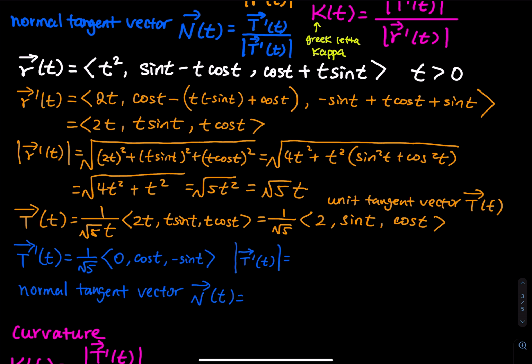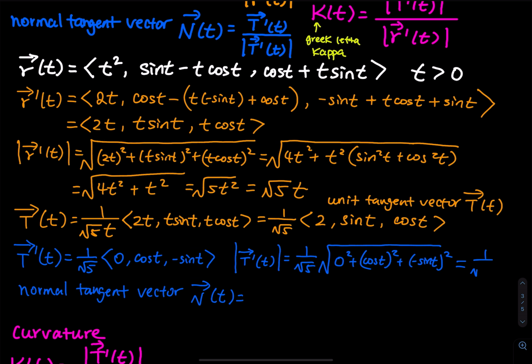All right, so when you find the magnitude, the 1 over square root of 5, you can keep that outside. And then the rest goes inside a square root. You square everything: 0 squared plus cosine of t squared, and then plus negative sine of t squared. Okay, what is that equal to? That is equal to cosine squared plus sine squared, which is equal to 1, right? So that means inside the square root you have a 1. Then overall that is 1 over square root of 5. So this is the magnitude.